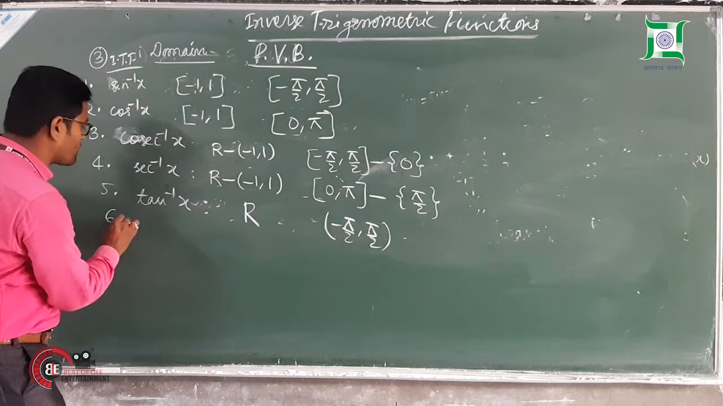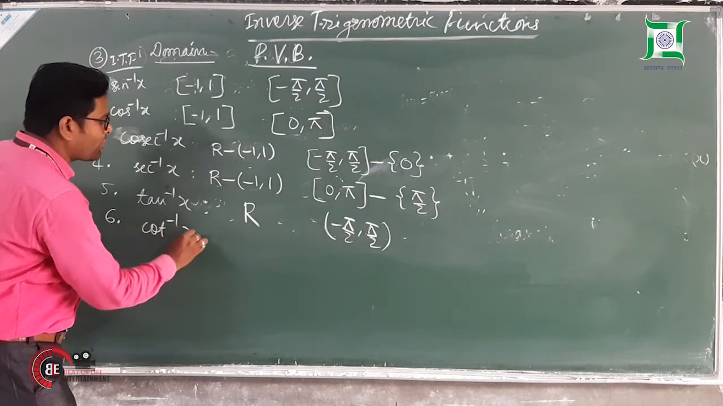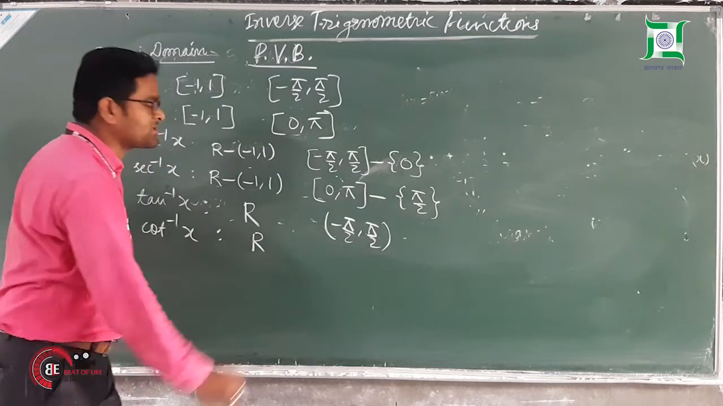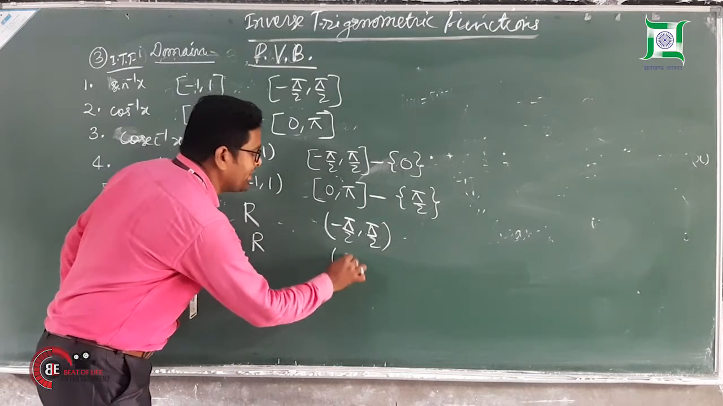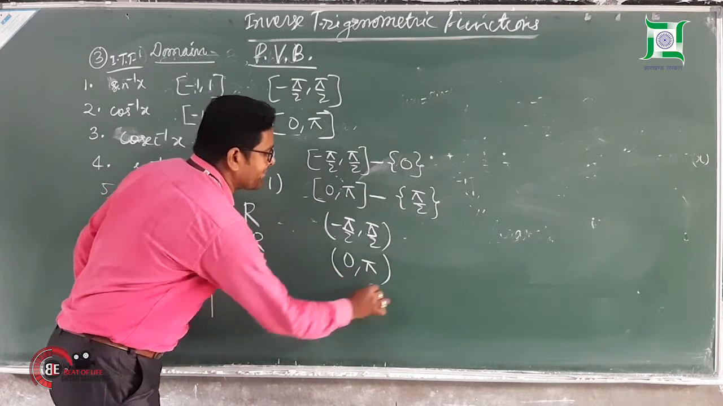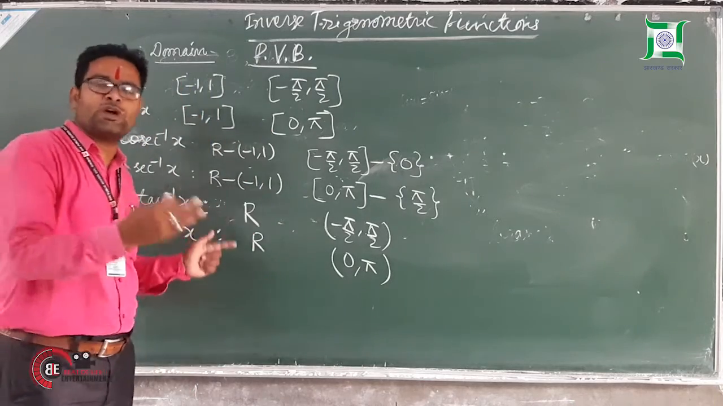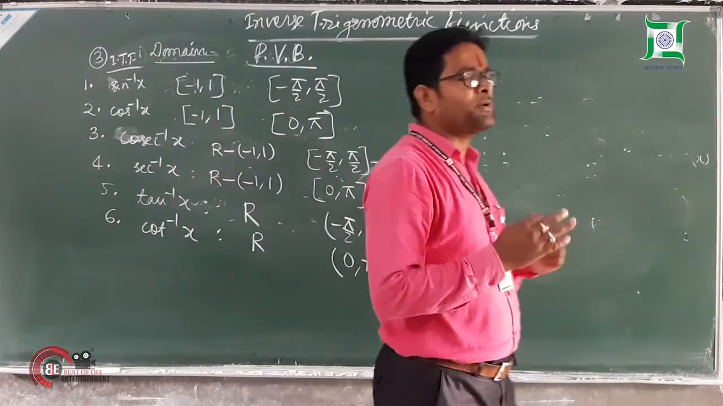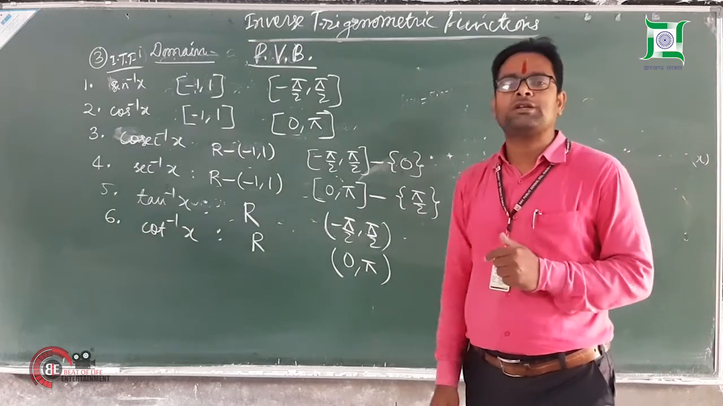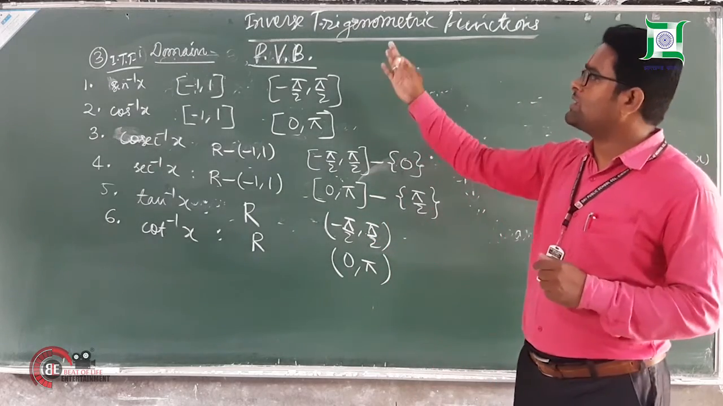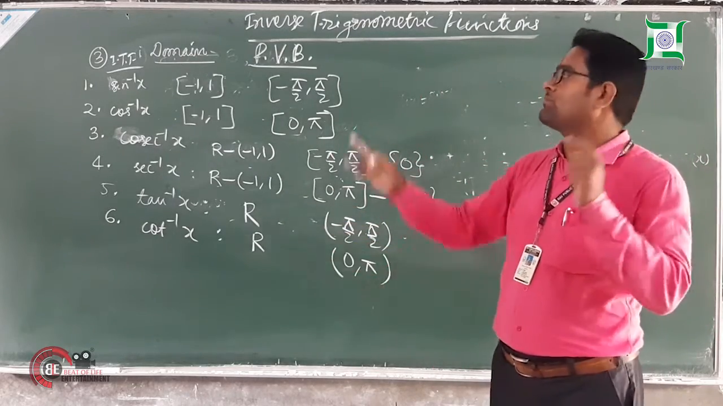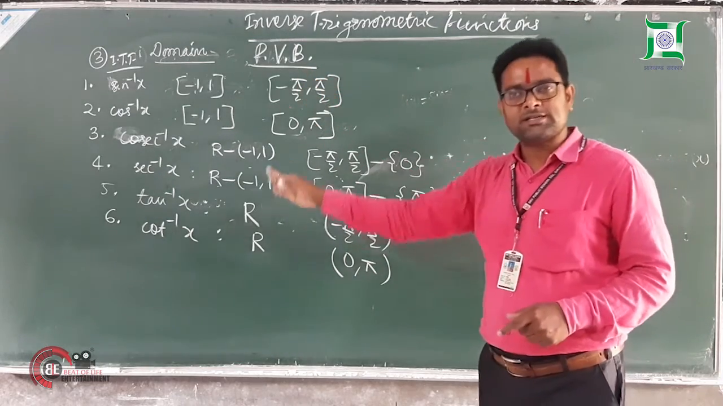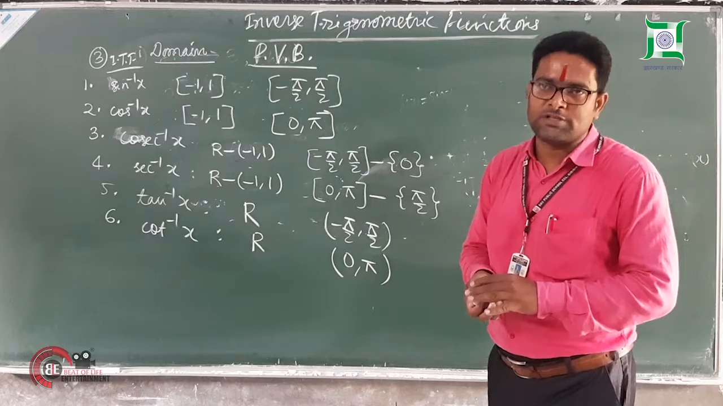So next is cot inverse x. And cot inverse x is having the domain again as the set of real numbers R. And its range will be excluding 0 to pi. Means leaving 0 and pi, all the rest of the values will be included as the principal value branch of this cot inverse x. So this is the, we can say, domain and principal value branch chart for all 6 standard inverse trigonometric functions.